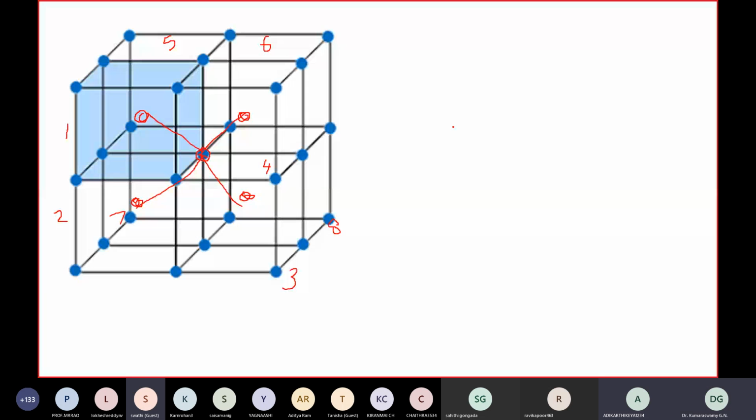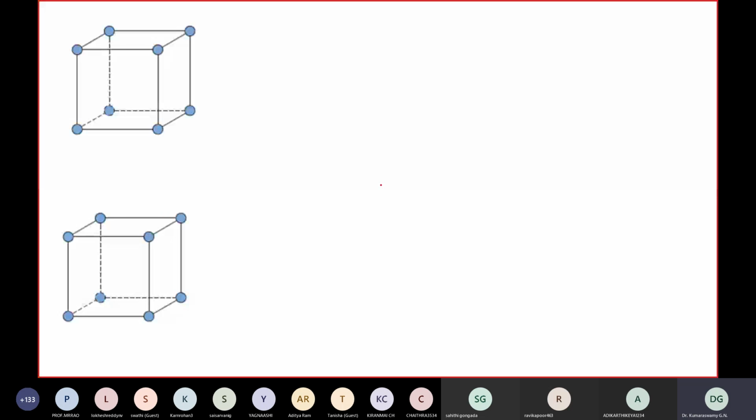Yes, sir. So what is the coordination number now? 8. So whether you start from a body-centered atom or you start from any corner atom, you will get the coordination number of BCC as 8. You don't have to worry about it. Clear?